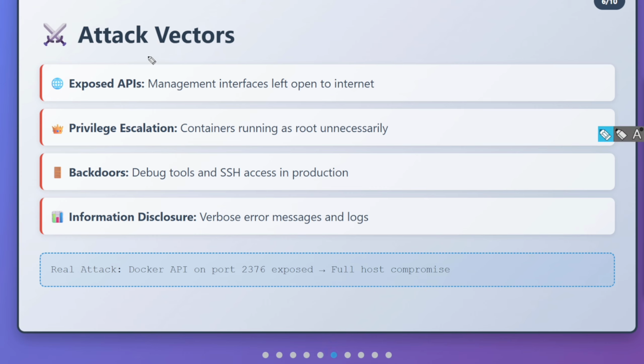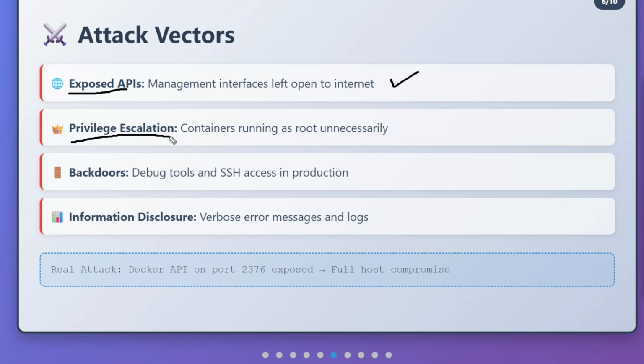Okay, here the first attack vector was exposed APIs. So APIs like the Docker remote API should never be publicly accessible. Okay, so if left open, attackers can control your containers remotely. In that case, no login is required. So we need to make sure not to expose the APIs.